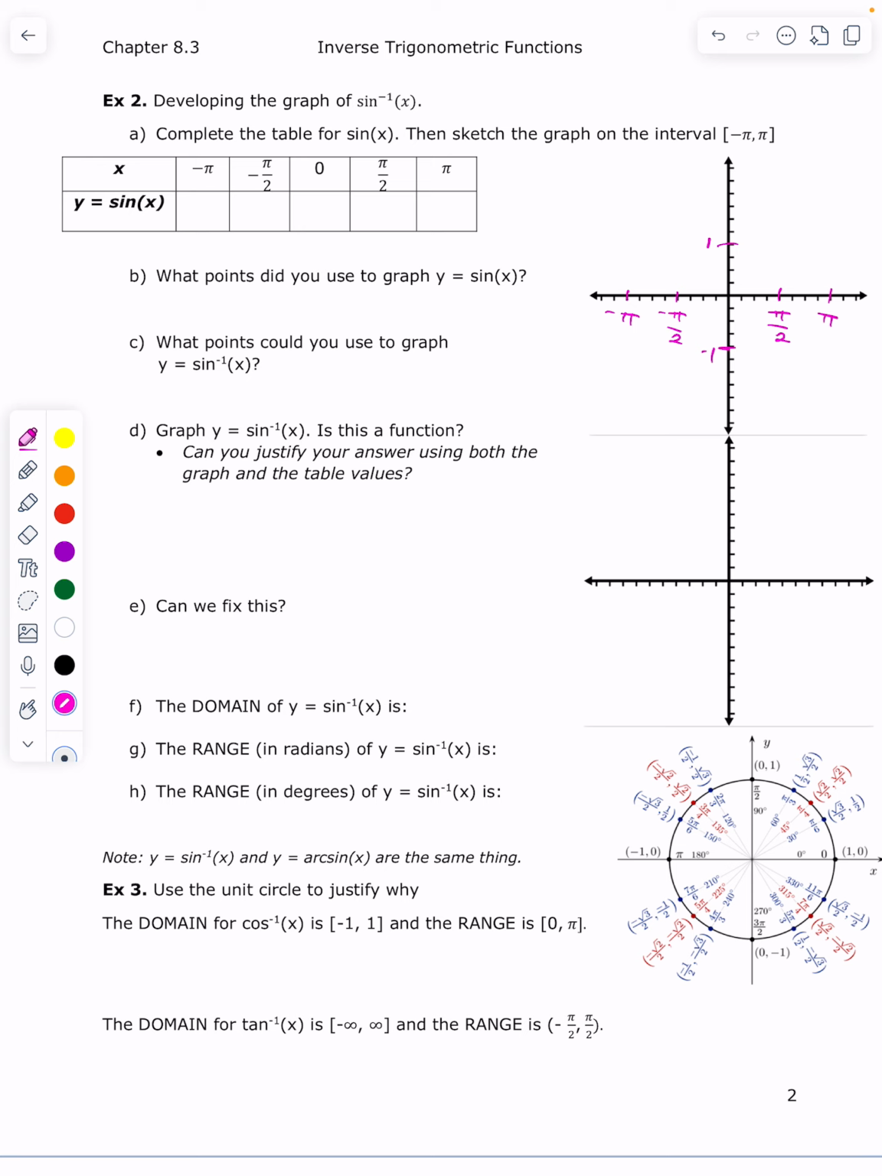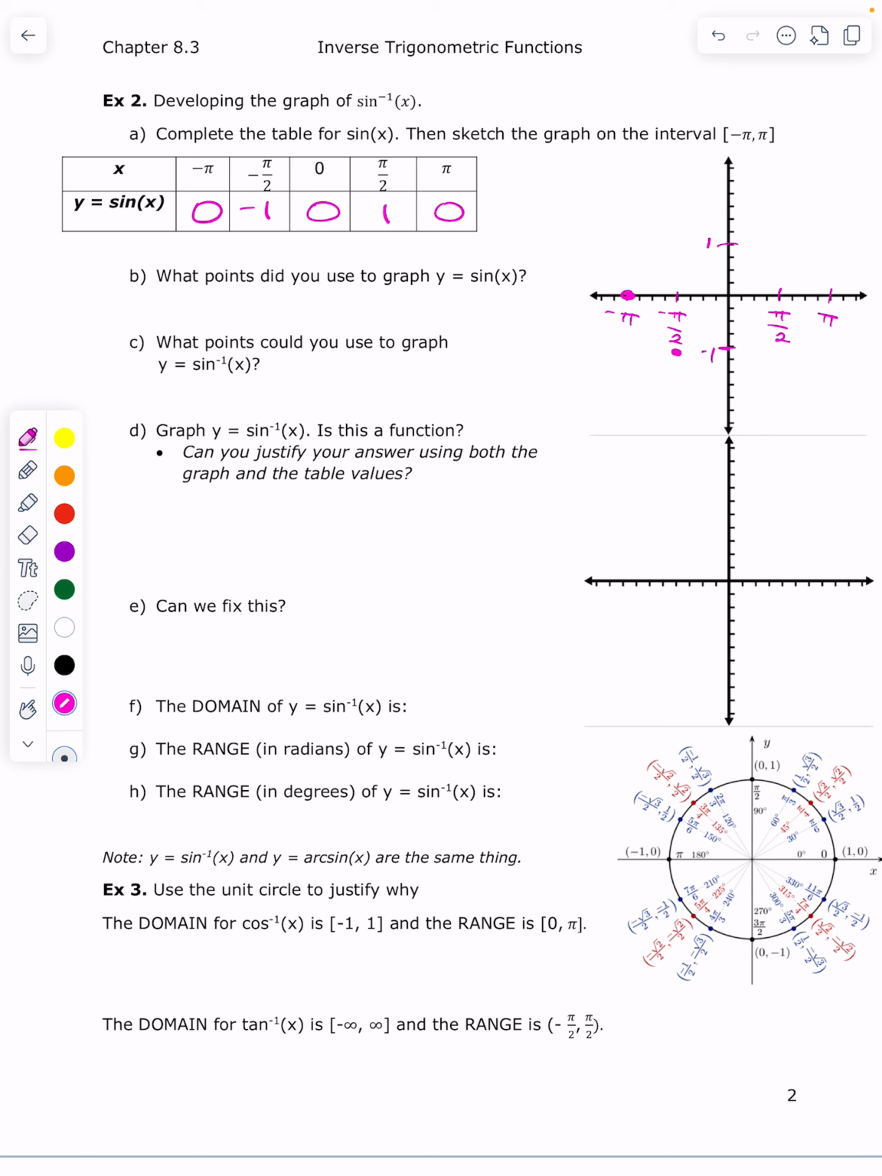If you're comfortable with this, great. You should be able to crank out these values. If not, the unit circle is below. Negative pi just means we are going clockwise around the unit circle and not counterclockwise, but the sine at negative pi is 0. Sine at negative pi over 2 is negative 1. At 0, we've got 0. Pi over 2 is a 1, and at pi, the sine is 0.